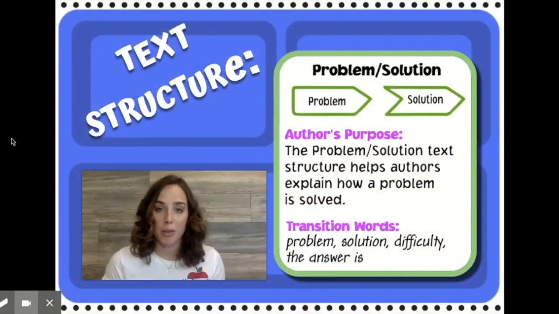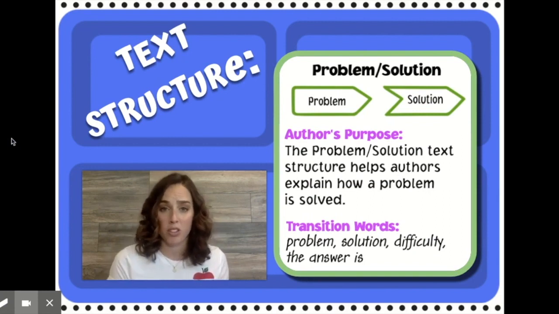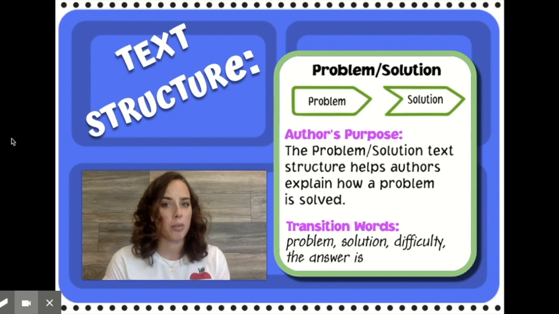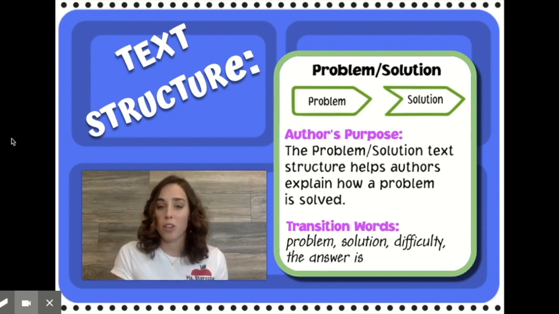Last up is problem and solution. The purpose of an author using a problem and solution text structure is to explain how a problem was solved in a story. The words that you might see for this one are over here, but they might also be a little bit more subtle. Check out the skit to see if you can notice what words I gave hints at the problem being solved.